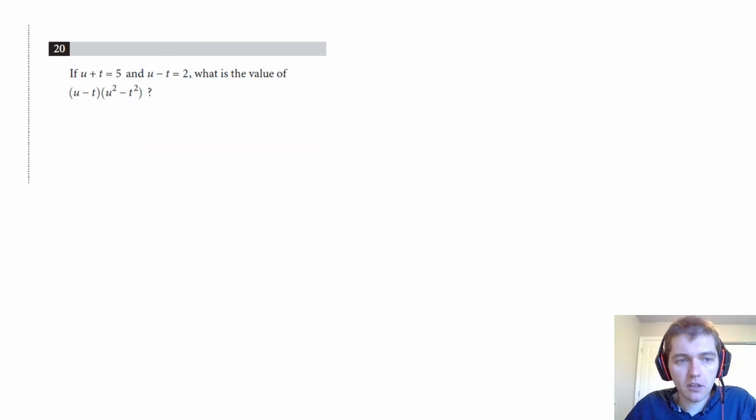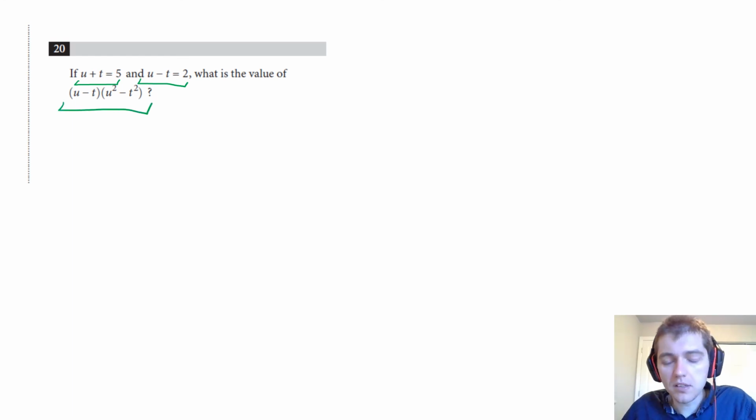Final problem in the non-calculator section, problem 20. If u plus t is equal to 5 and u minus t is equal to 2, I'm giving you a system of equations, what is the value of u minus t times u squared minus t squared? Okay, the form that they've given you, u plus t and u minus t, should be a tip-off that this can probably be factored, so that all you're left with is terms of u plus t and u minus t.